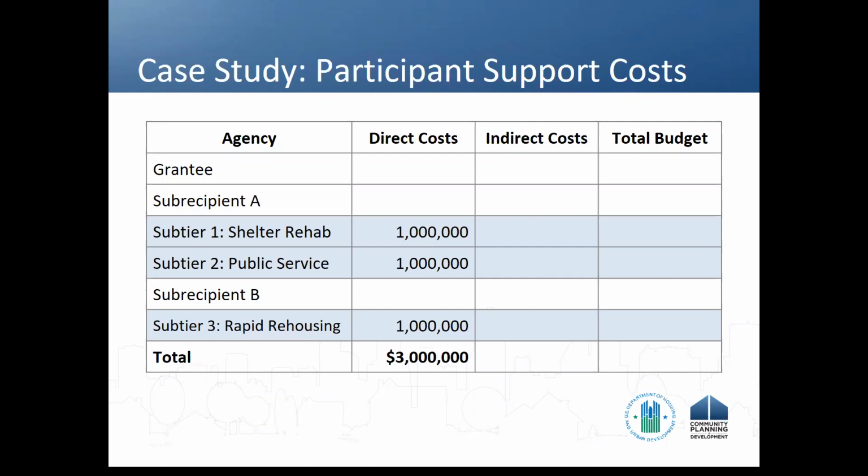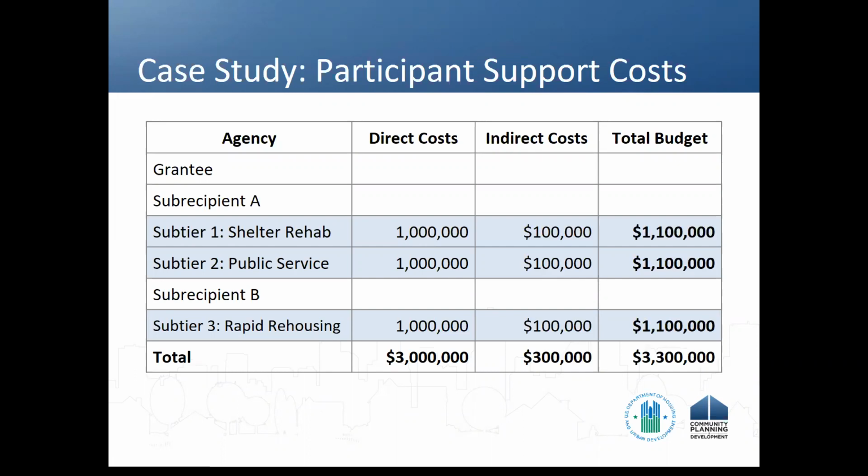Subrecipient A awarded $1 million each to its 2 subrecipients. Sub-tier subrecipient 1 was awarded $1 million to rehabilitate an emergency shelter, and sub-tier subrecipient 2 was awarded $1 million to implement a public service activity. Subrecipient B awarded $1 million to its only sub-tier subrecipient for a rapid rehousing program.